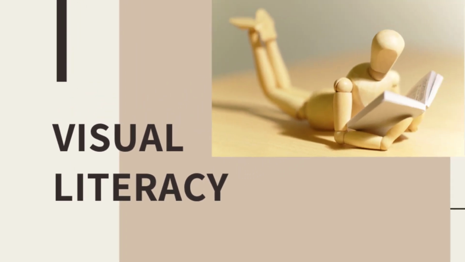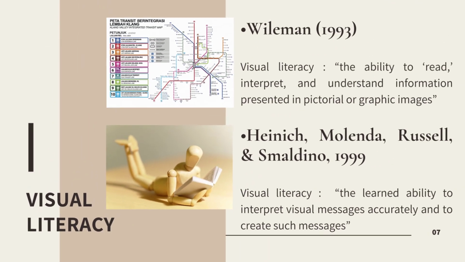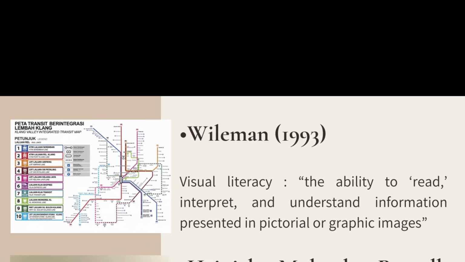Alright, so what do we actually mean by visual literacy? According to Wellman 1993, visual literacy is the ability to read, interpret, and understand information presented in pictorial or graphic images. As we can see here in this graphic, for example, this is like a train track. The ability to read all these lines, numbers, and so on in this graphic is called visual literacy.